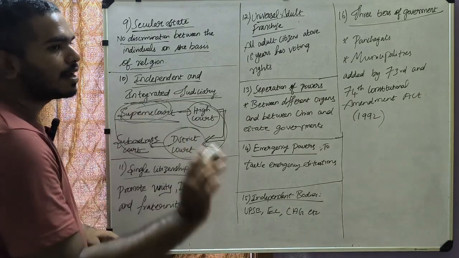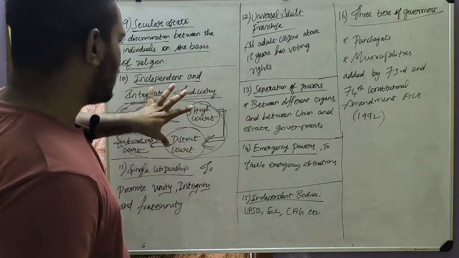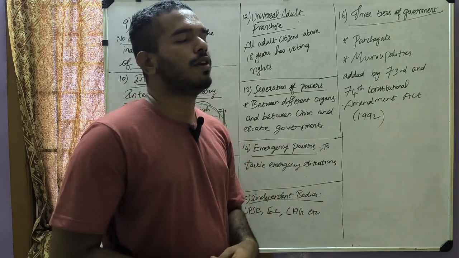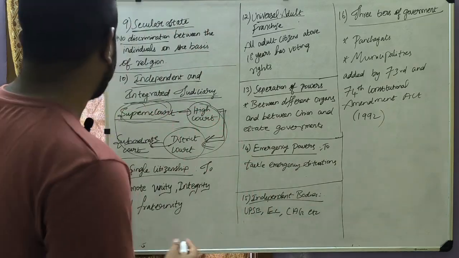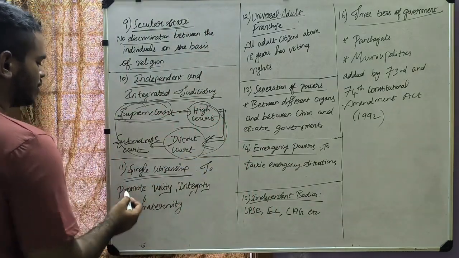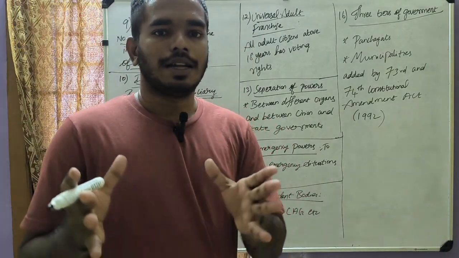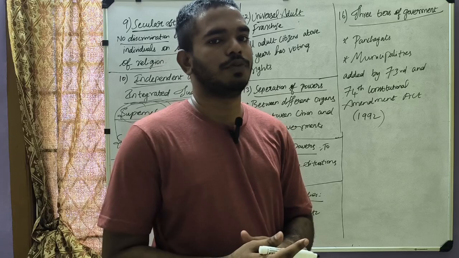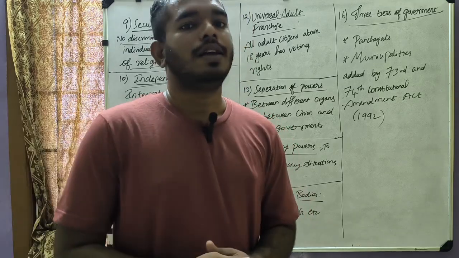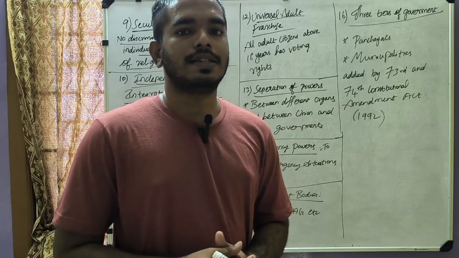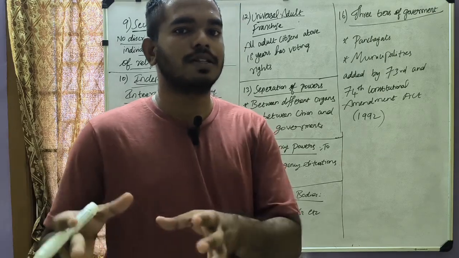So this was an integrated one, and all this judiciary was independent from the legislative and executive organs of the government. Next one is single citizenship. As already said, India consists of a single citizenship only. A person is only an Indian citizen. He is not a citizen of his state.